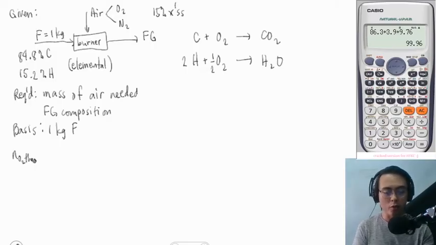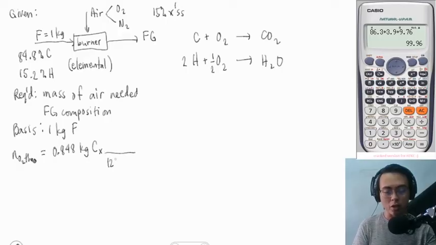Okay, so solving for O2 theo, the first term will be for the carbon. One of the most common mistakes in solving for O2 theo is some students forget that they are dealing with masses and that they need to convert the masses to moles before they can solve for O2 theo. So in here we have 0.848 kilograms of carbon coming from our basis and from the composition of the fuel. You first have to convert that to moles of carbon. So that's 12 kilograms of carbon is to 1 kilogram mole or kilomole of carbon.